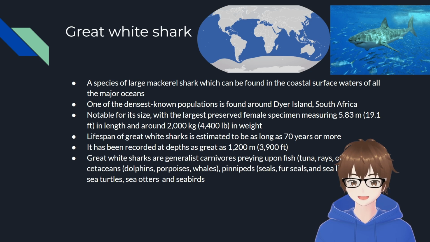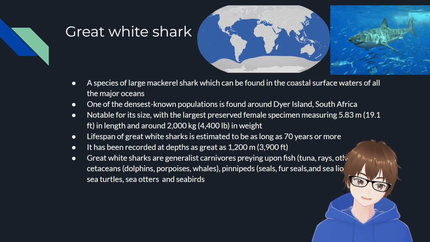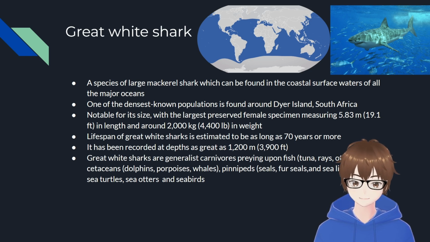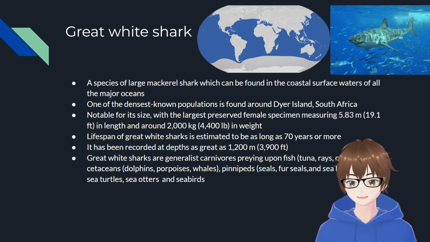So, going first for the apex predator of apex predators, the great white shark. It's a species of large mackerel shark, which can be found in the coastal surface waters of all major oceans. One of the densest known populations is found around Dyer Island of South Africa. It's notable for its size, with the largest preserved female specimen measuring about 5.83 meters or 19.1 feet in length and around 2,000 kilograms or 4,400 pounds in weight.